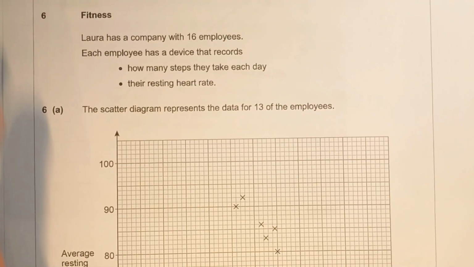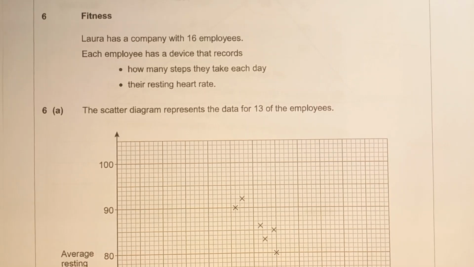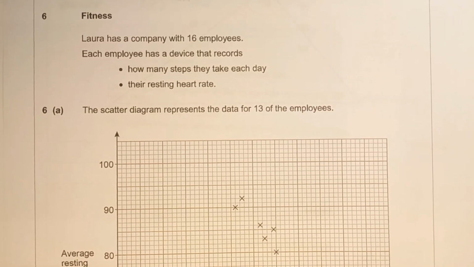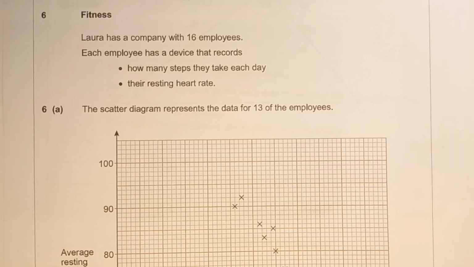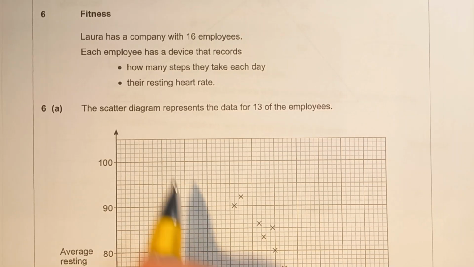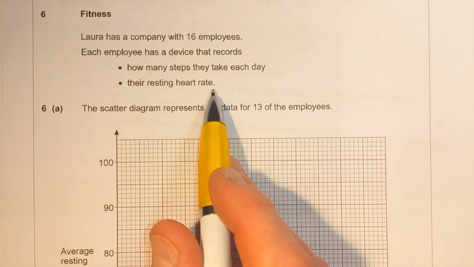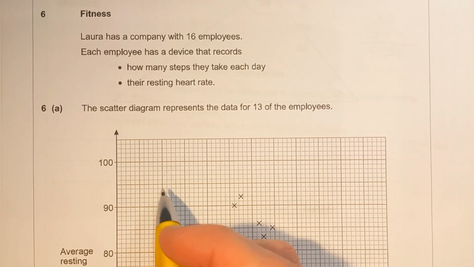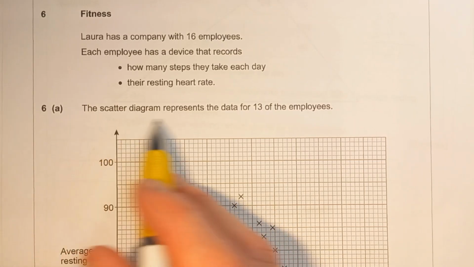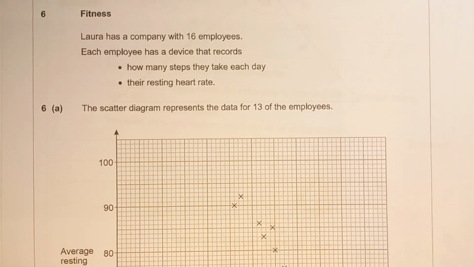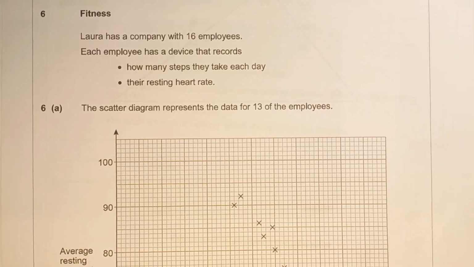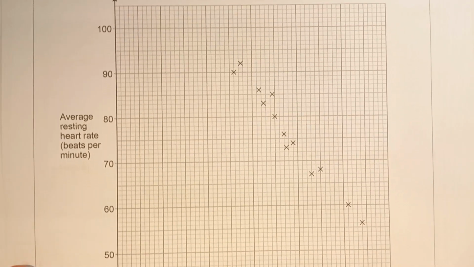Okay, question 6. Fitness. Laura has a company with 16 employees. Each employee has a device that records how many steps they each take and their resting heart rate. And we've got here for 6a, the scatter diagram represents the data for 13 of the employees. So let's have a closer look at this.